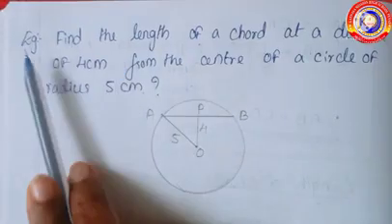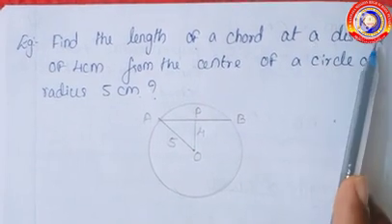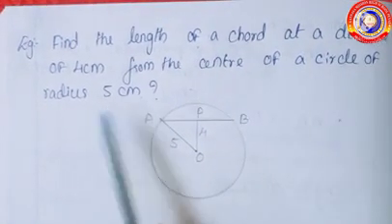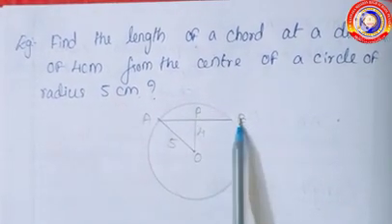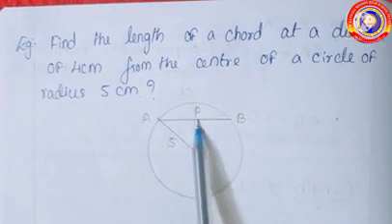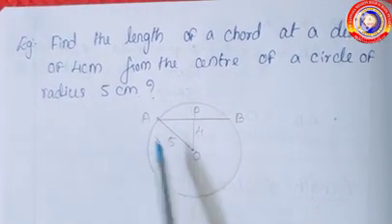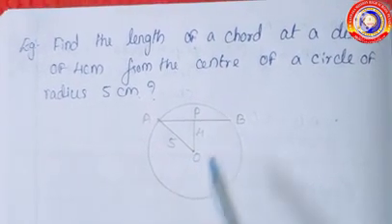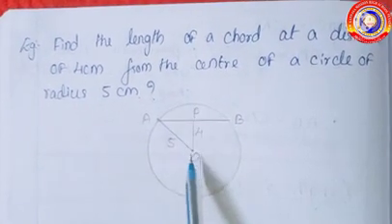Let's do an example. Find the length of a chord at a distance of 4 cm from the center of a circle of radius 5 cm. So this is a figure and AB is the chord and OP is the perpendicular drawn to AB, that is 4 cm, and OA, that is 5 cm. Here we want to find the length of AB. First of all, let's find the length of AP.